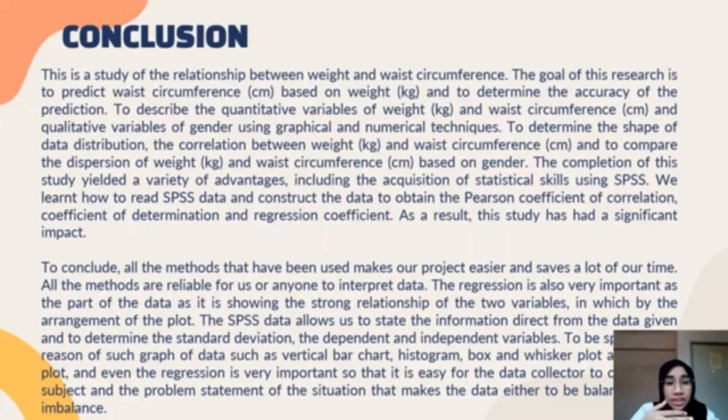The goal of this research is to predict waist circumference based on weight and to determine the accuracy of the prediction. To describe the quantitative variable of weight and waist circumference and qualitative variables of gender by using graphical and numerical techniques. To determine the shape of data dispersion, the correlation between weight and waist circumference, and to compare the dispersion of weight and waist circumference based on gender.